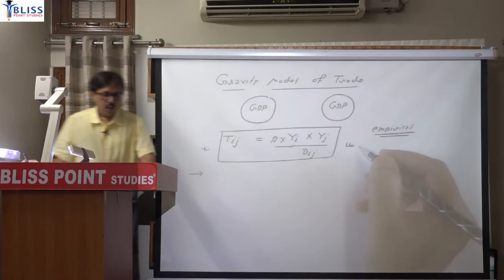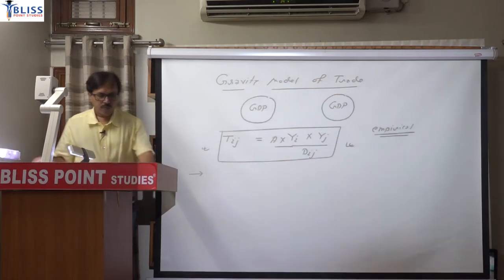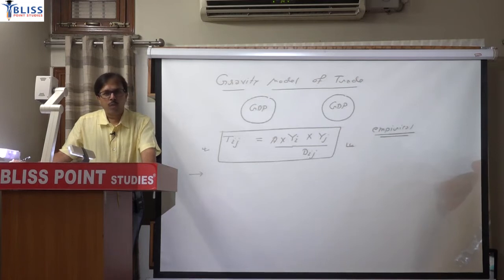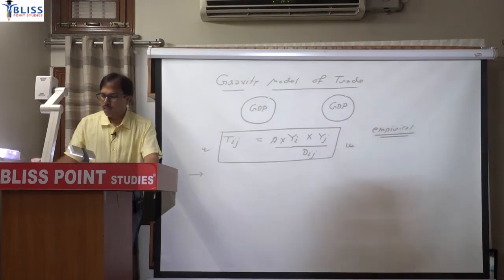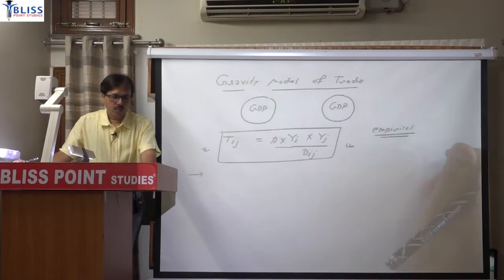Below that equation: therefore, keeping other things constant, the value of trade between two countries is proportional to the product of the two countries' GDP, and it diminishes with the distance between the two countries.